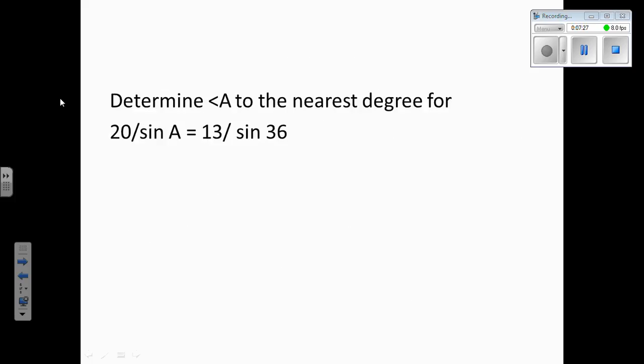Okay, let's try another one. Determine angle A to the nearest degree for 20 over sine A is equal to 13 over sine 36.